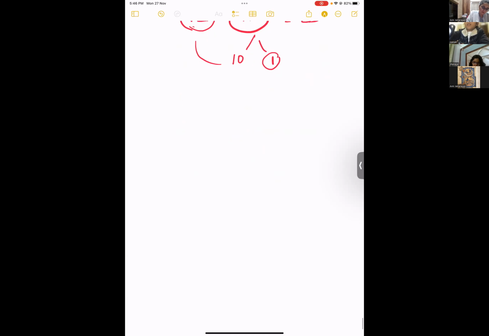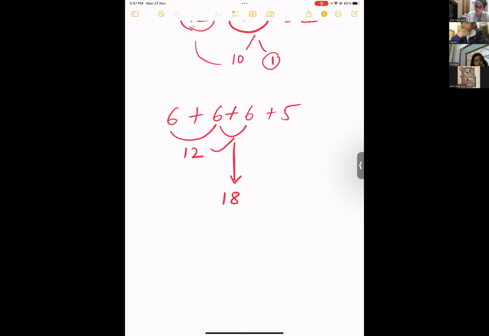ठीक है? Now, there was another way to add. 6 plus 6 plus 5. So I added this, then I added this together, which is 18. Got it? Yes. 6 plus 6 is 12. 12 plus 6 is 18. Now 18 plus 5, how are we going to do? Now look carefully. I want to make 18 to the next whole 10.